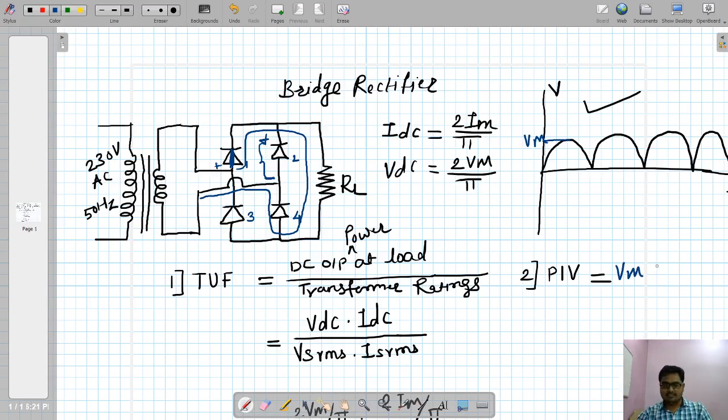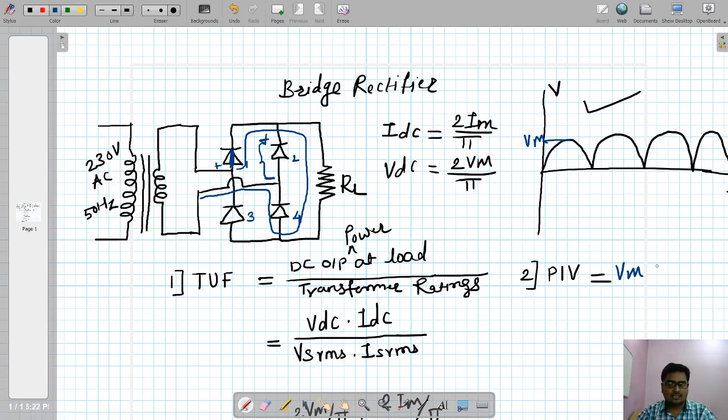In case of the center tap rectifier, what was the peak inverse voltage? It was twice Vm. Because one diode is in forward bias, another diode is in reverse bias. If this diode is in reverse bias, then this diode will handle the voltage from the upper arm and even the voltage from its lower arm. So upper arm Vm, lower arm Vm. A total of twice Vm voltage has to be handled by this diode which is in reverse bias. So in the center tap rectifier it was twice Vm, but in the bridge rectifier, the diode which is in reverse bias is handling just one peak, that is Vm. So its peak inverse voltage is Vm.